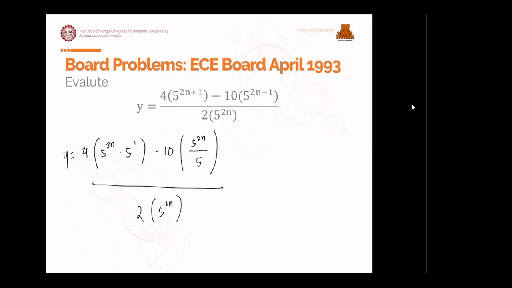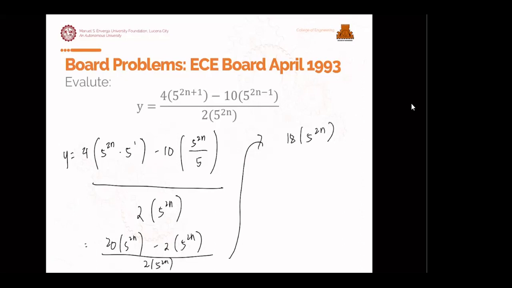simplify na siya. So, 4 times 5 is 20. So, we have 20, 5 2n. And then dito, cancel out lang naman yung 10 and 5 or divide natin. This will be 2, 5 2n all over yung 2, 5 2n. Okay? Then, simplify natin. This will be 18, 5 2n all over 2, 5 2n. Then we can cancel out yung 5 2n kasi it's present both in the denominator and the numerator. So we have a value of y is equals to 9.